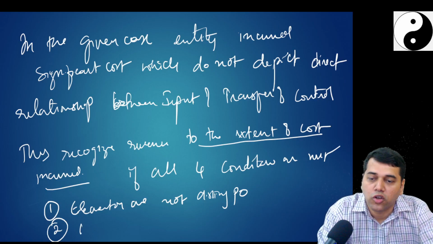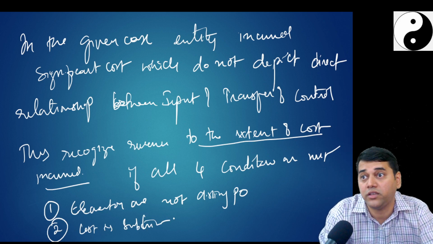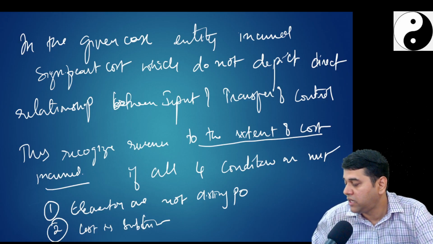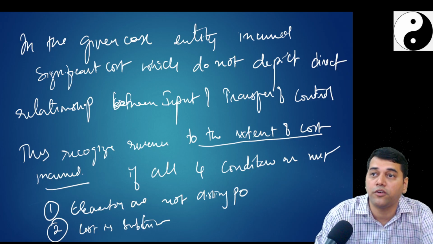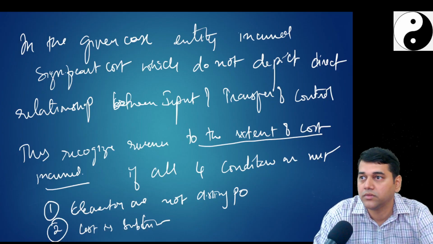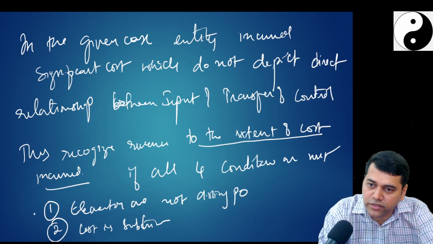Second, is the elevator cost substantial? Yes, 15 lakh compared to 40. How much does it come to? 15 divided by 40. That means 37.5% of your total estimated cost is made up by one item. It is about substantial judgment. So this is also fulfilled.